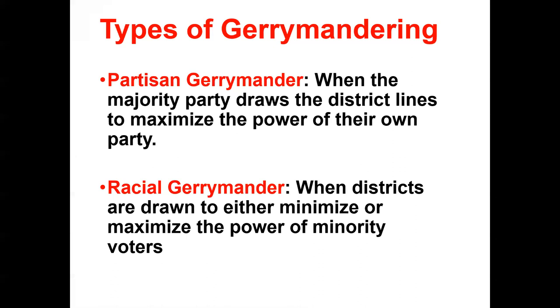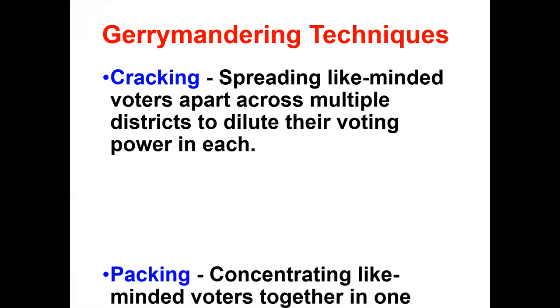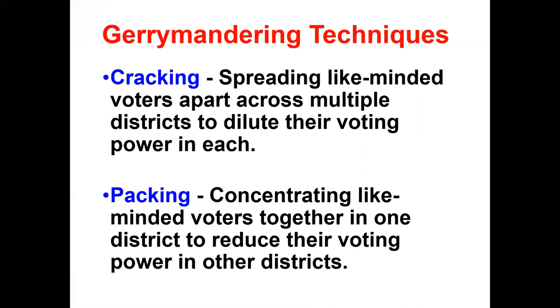Because technology enables state legislatures to know what kind of people live in each district. Hispanic, blacks, whites, whatever. There are two techniques, cracking and packing. We will talk about this. Cracking: spreading like-minded voters apart across multiple districts to dilute their vote power in each district. Then comes packing: concentrating like-minded voters together in one district to reduce their voting power in other districts.